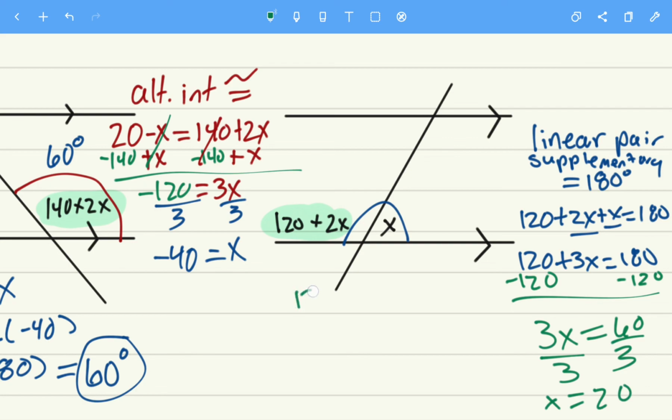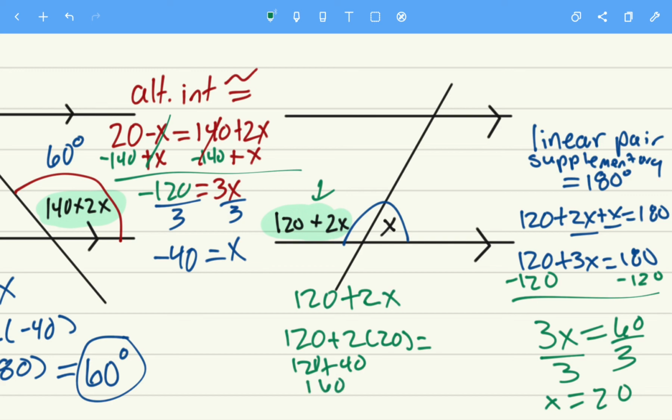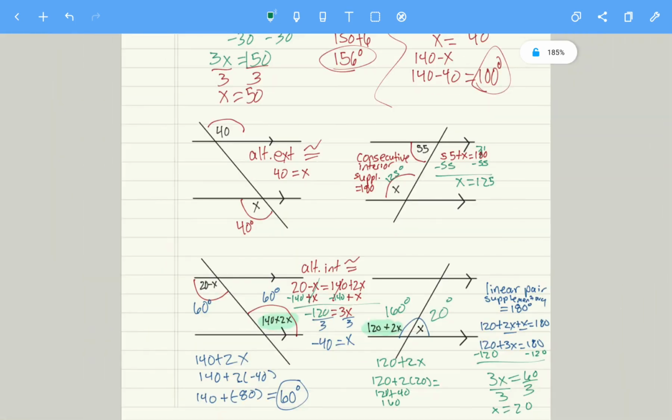We could plug that back into our original equation. So we want to find this angle, 120 plus 2x. Replace the x with 20. We get 120 plus 40, which is 160. So this angle is 160 degrees. And for good measure, we know x equals 20, so this is 20 degrees. And that is all you have to do for this one.